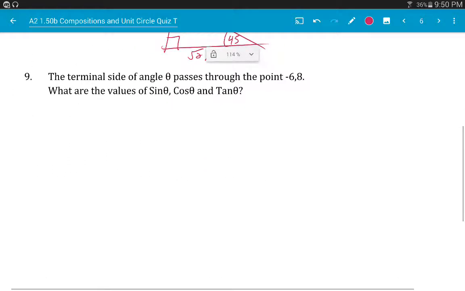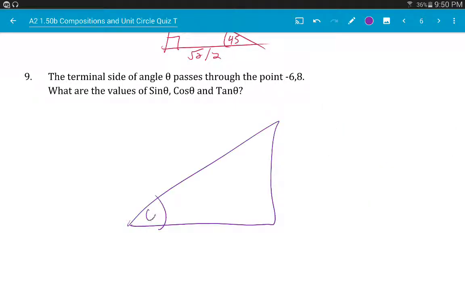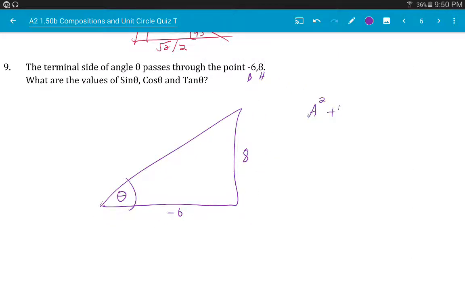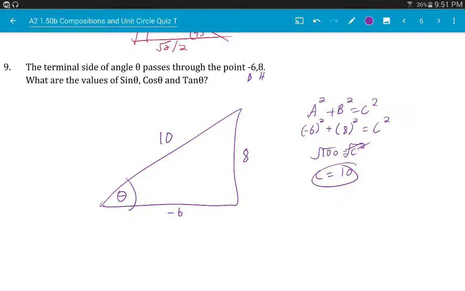The terminal side of angle theta passes through the point negative 6, 8. We draw a triangle. It's always in this orientation here, the base and height. So this is negative 6, this is positive 8. When I do the Pythagorean theorem, a squared plus b squared equals c squared, I'm going to plug in negative 6. Put parentheses on these before you square them, especially if they're negative. Equals c squared. This is 100 equals c squared, and therefore when I square root both sides, I get that c equals 10. So this is 10.